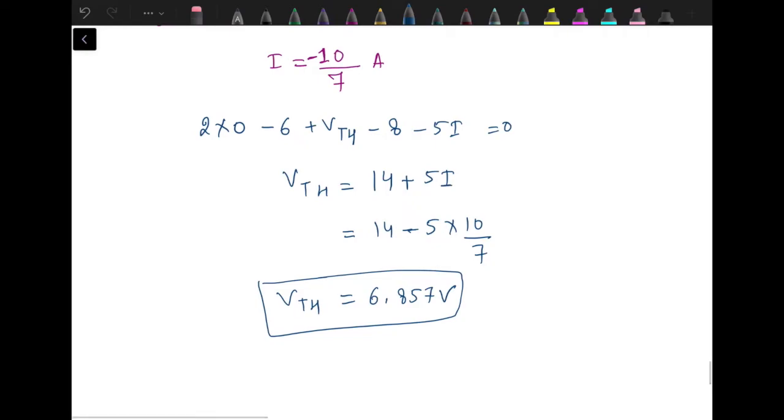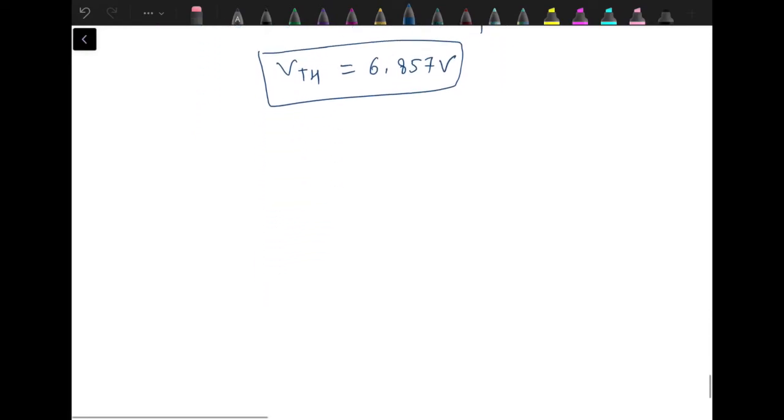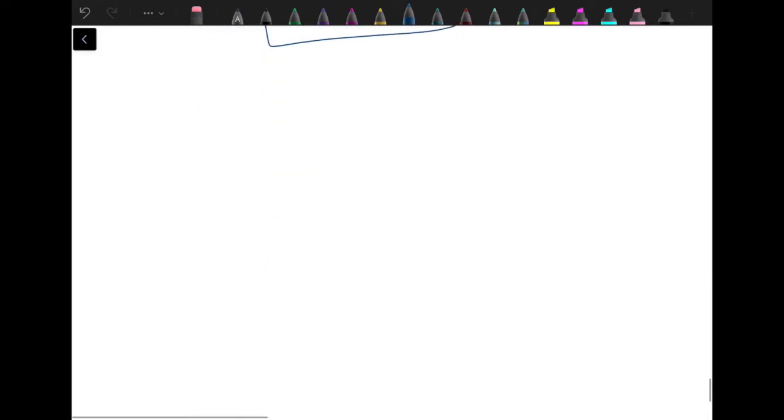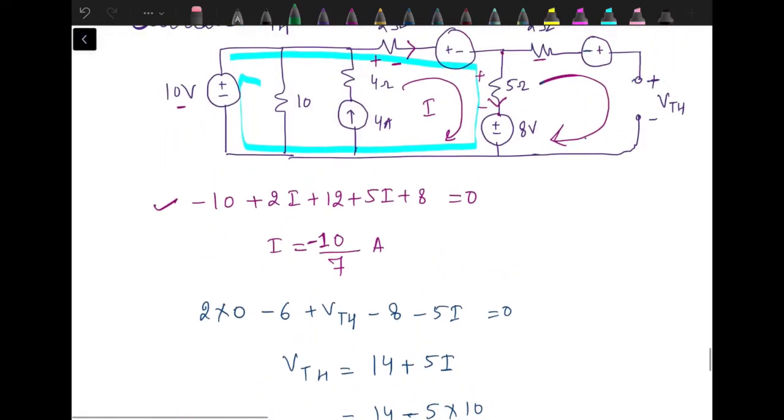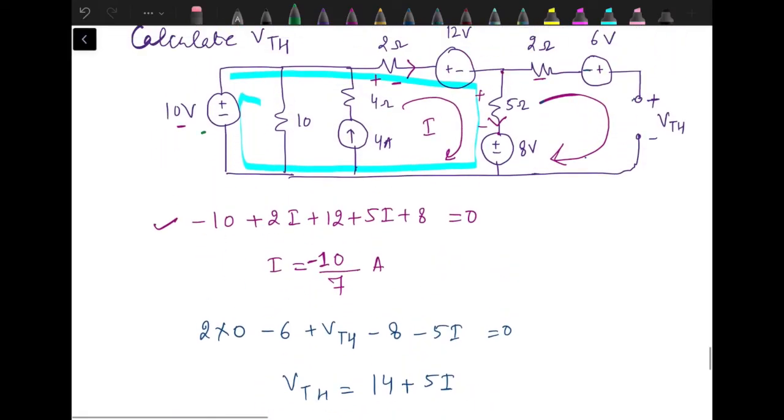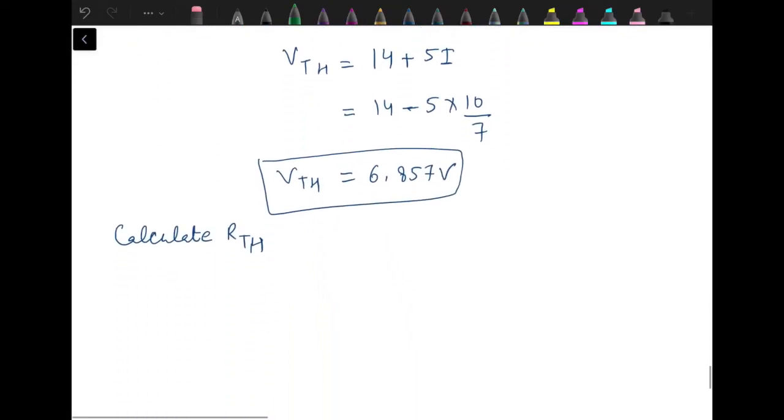Next step is we need to calculate the Thevenin resistance as well. For calculating RTH, 10 volt source, 12 volt source, 8 volt source, 6 volt source, they will be replaced by short circuit, while this 4 ampere source will be replaced by open circuit. So let's draw that equivalent.